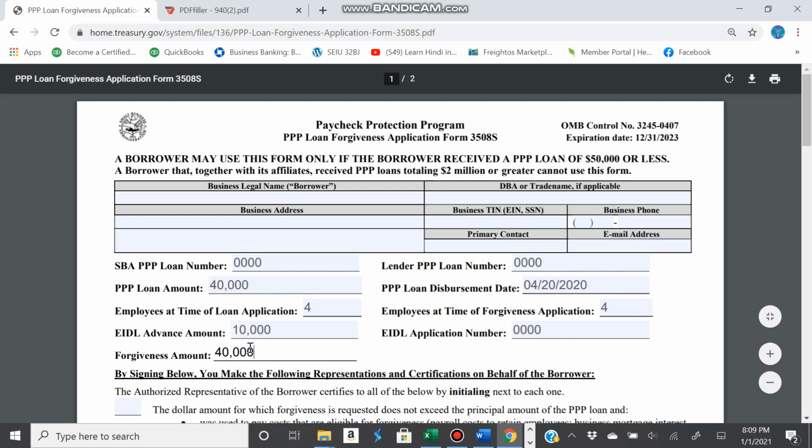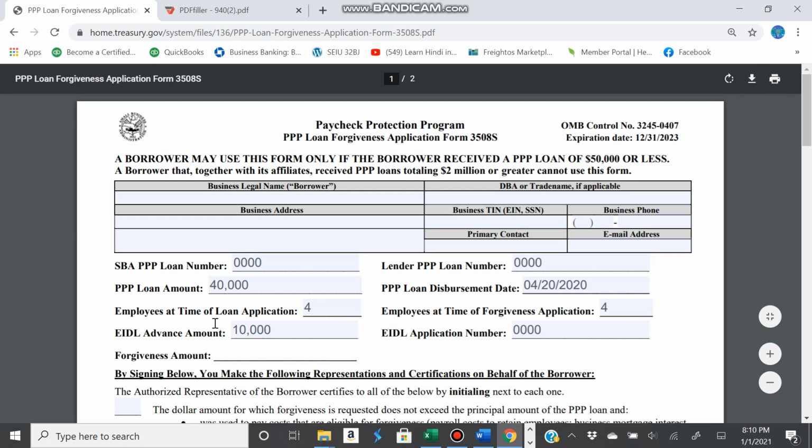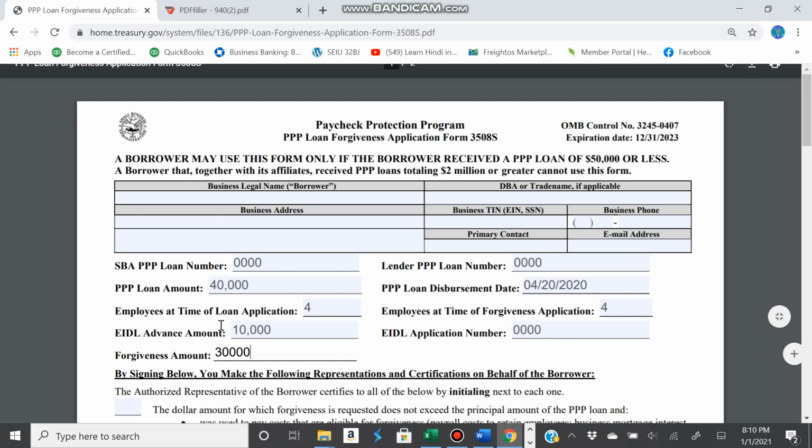Now, if you can see here, we are totally forgiven for the total amount of loan given to us, which is $40,000. But here is the trick. You receive an EIDL loan, which is $10,000. When you submit your loan forgiveness application form, the SBA will take $10,000. They will subtract it from the $40,000. They will inform your lender that this client is forgiven for $30,000 and not $40,000.